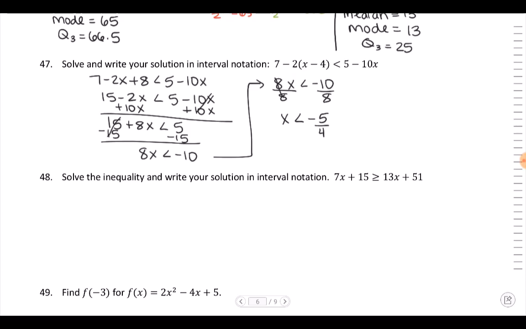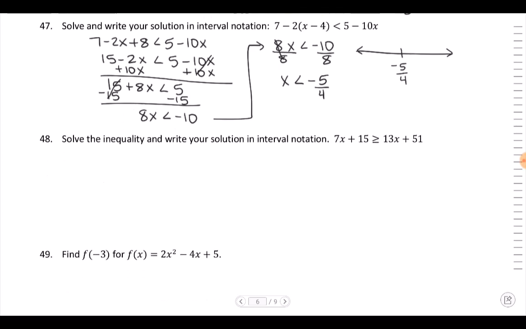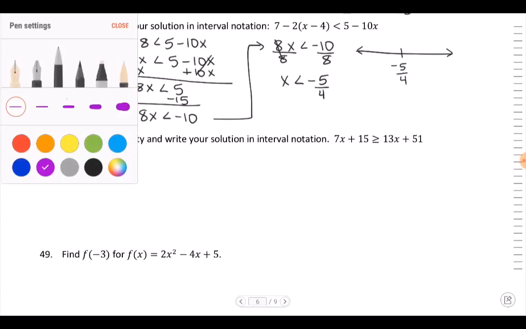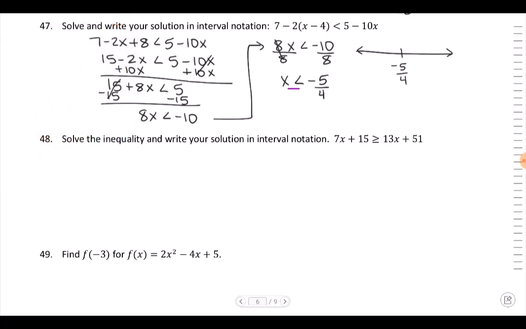It says to solve and write your solution in interval notation. So here's my solved part, and now I'm going to write a number line here just to show you on the graph. I'm going to stick negative 5/4 here in the middle just to demonstrate. And so we want to know which way I'm supposed to shade on my graph here. Well, it says x is less than, meaning going to the left, right? Less than, left. And you see those symbols kind of look the same, right? Interesting, huh? Okay, so to the left, x is less than negative 5/4.